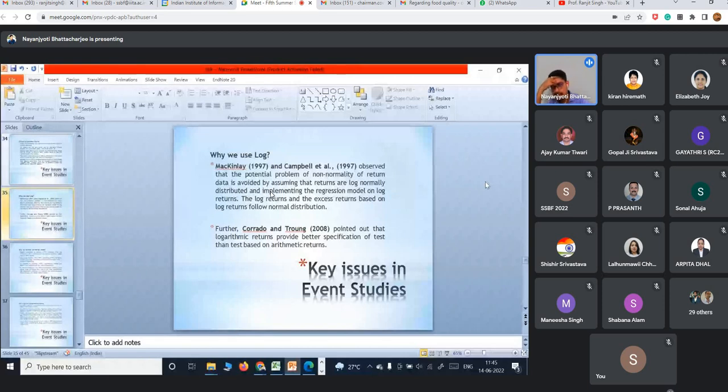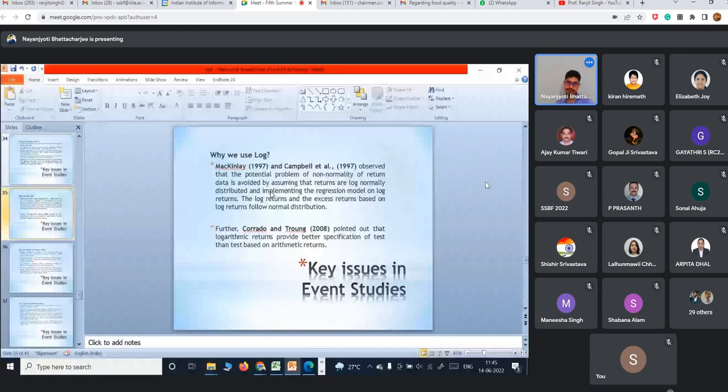Corrado and Zivney pointed out that logarithmic returns provide better specification of statistical tests than tests based on just arithmetic returns. How logarithmic returns can be calculated, I will show you when I take up the practical case for our study.